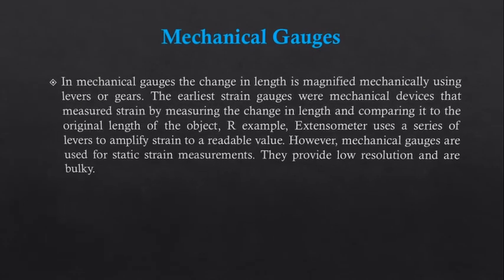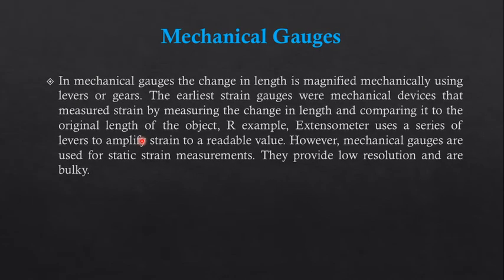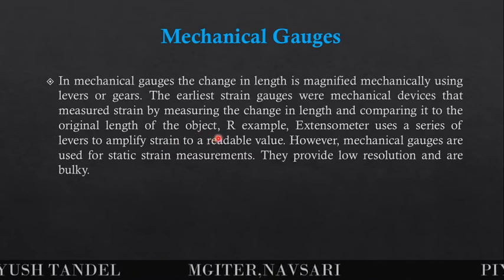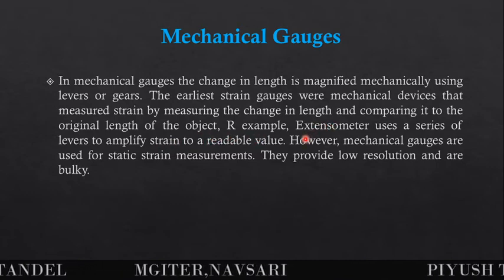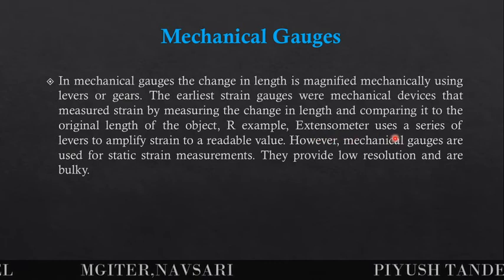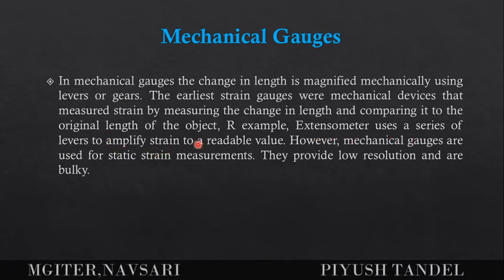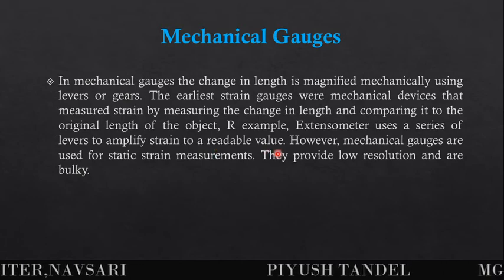Now the next one, that is the mechanical gauge. So what is a mechanical gauge? In a mechanical gauge, the change in length is magnified mechanically using levers or gears. The easiest strain gauges were mechanical devices that measured strain by measuring the change in length and comparing it with the original length of the object. For example, an extensometer used in series with a lever to amplify strain to a readable value. So we can read that value.